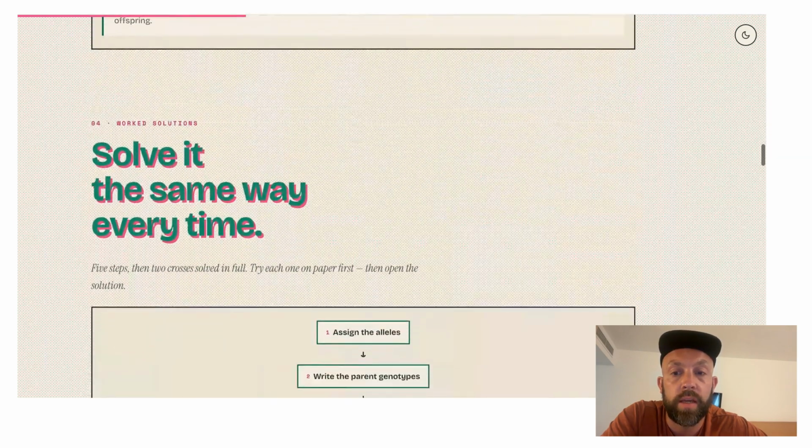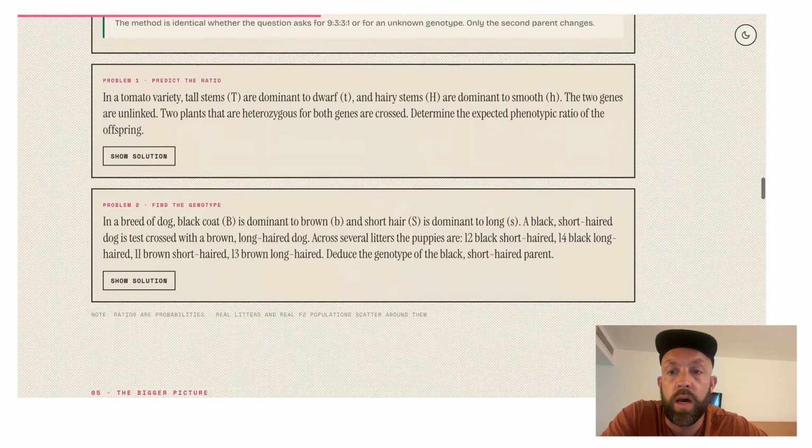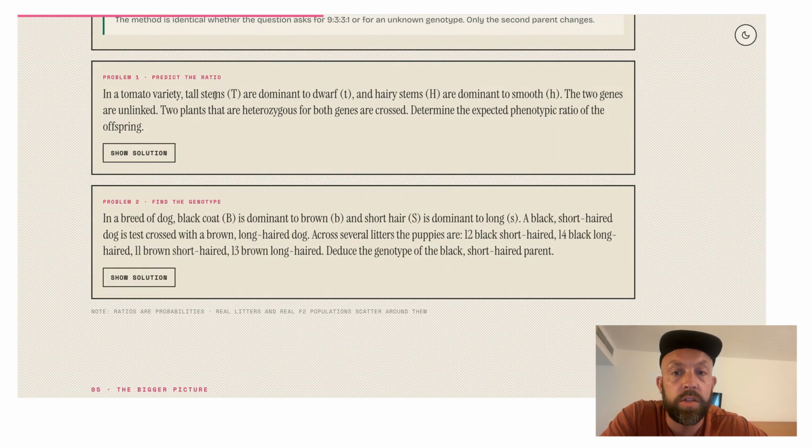So if we skip down to an example problem. Maybe you get asked: in a tomato variety, tall stems are dominant to dwarf and hairy stems are dominant to smooth. The two genes are unlinked. That means that they are inherited independent of each other. When we come on to talk about linked genes, it is what it says on the tin: the two genes will be inherited together. They're on the same chromosome. So when they're unlinked and on separate chromosomes, that's when they're going to follow this inheritance pattern. Two plants that are heterozygous for both are crossed; determine the expected phenotype ratio. If you see the word determine, it means to show it as a Punnett square.